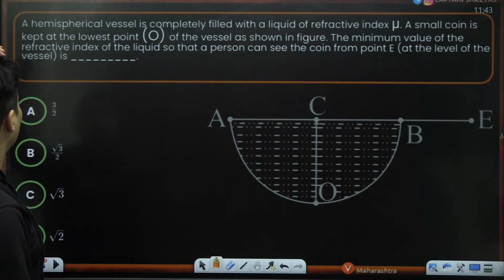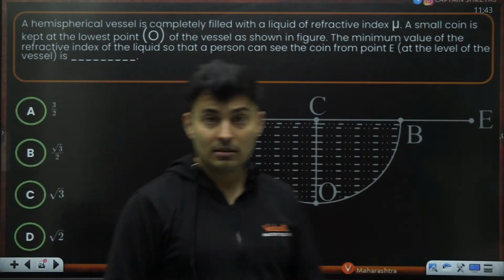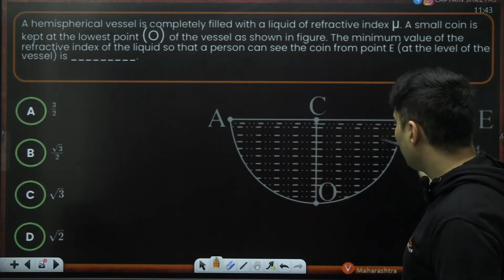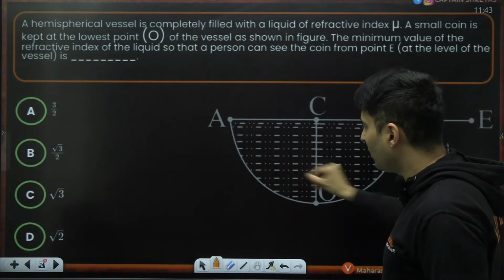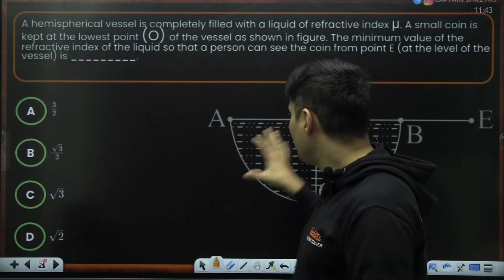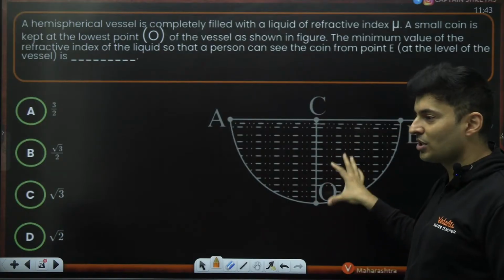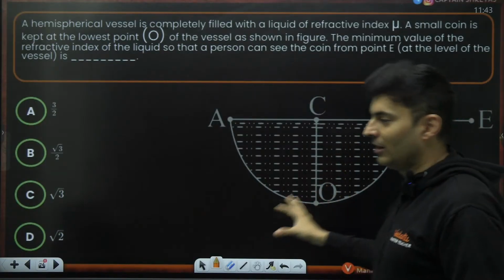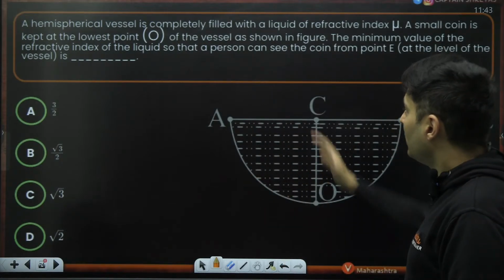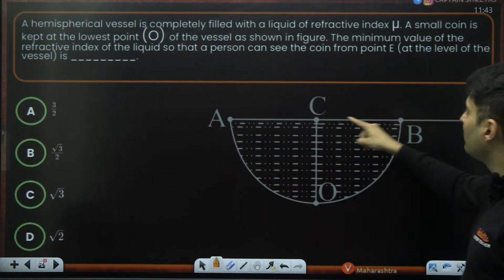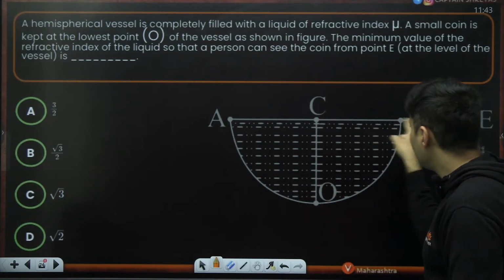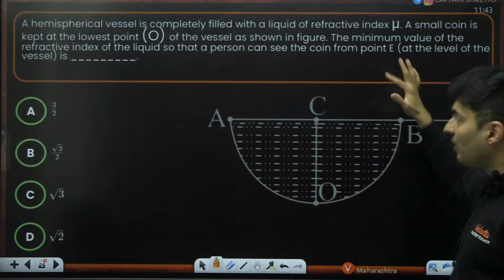A hemispherical vessel, read it carefully. I know you might get scared looking at the bowl with the water filled and some curved surface, but that is exactly what happened with many students. Students thought this is one of the scariest questions ever, but actually it was not. So let's understand this question. There is a hemispherical vessel. It is completely filled with a liquid of refractive index mu, till the brim. Hemisphere, so this is the radius, this is the radius, this is the radius, it's half of a sphere.